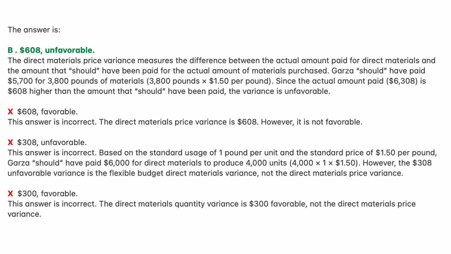However, the $308 unfavorable variance is the flexible budget direct materials variance, not the direct materials price variance. $300 favorable. This answer is incorrect. The direct materials quantity variance is $300 favorable, not the direct materials price variance.